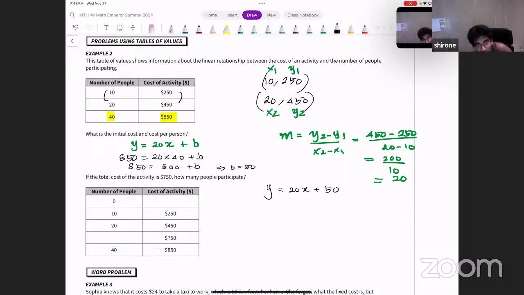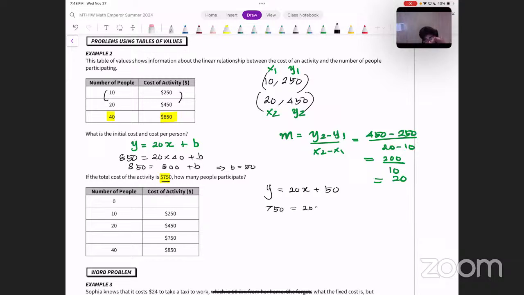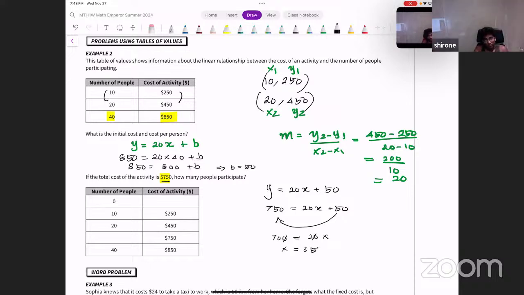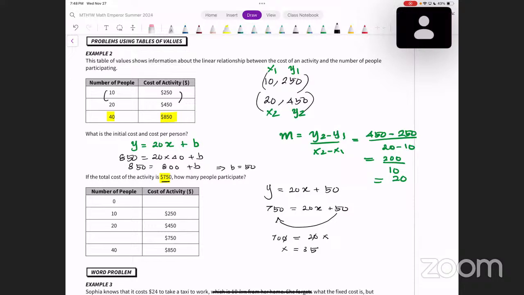Now, if the total cost of the activity is 750, how many people participate? So when they say total cost is 750, they are referring to the y value. So you're going to move the 50 to the other side. 700 equals 20x, so x is 35. Are you following the picture? Akshara, Nishal, Shraya, are you guys following? How do I get that question done? All right.